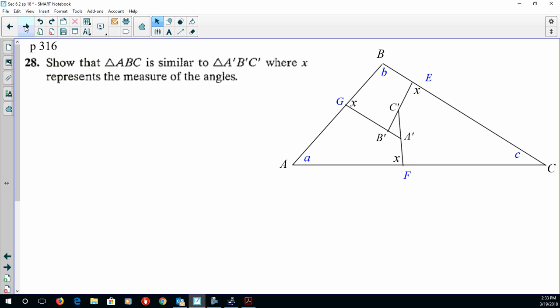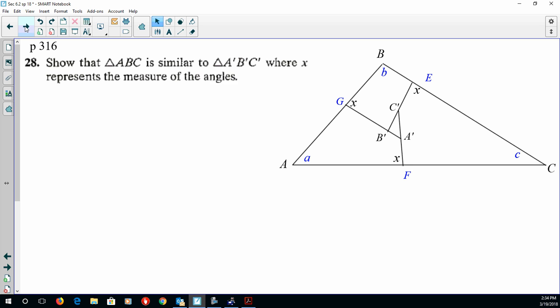Problem number 28, page 316. This was a very interesting picture. It took me a while to think about this. Show the triangle ABC is similar to the small triangle A prime, B prime, C prime, where X represents the measures of the angles. Now what I've done here is I've put in some extra stuff in blue.